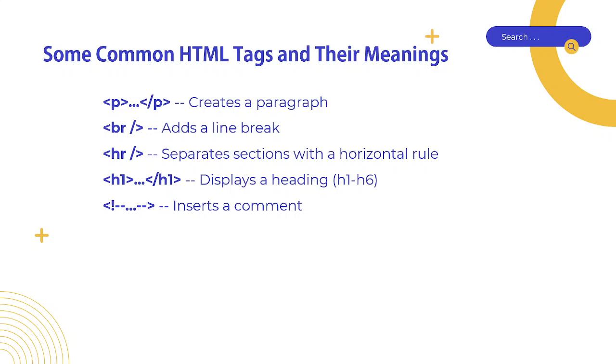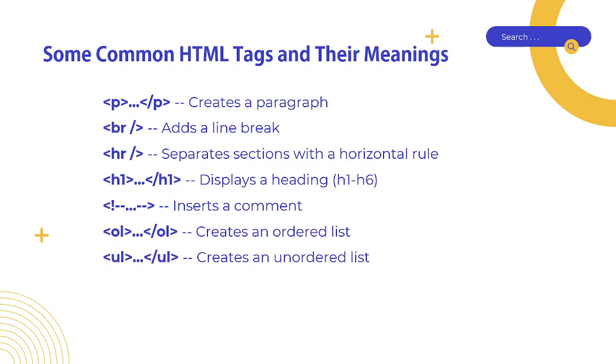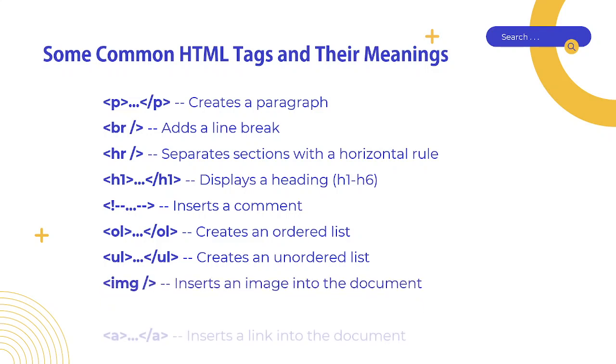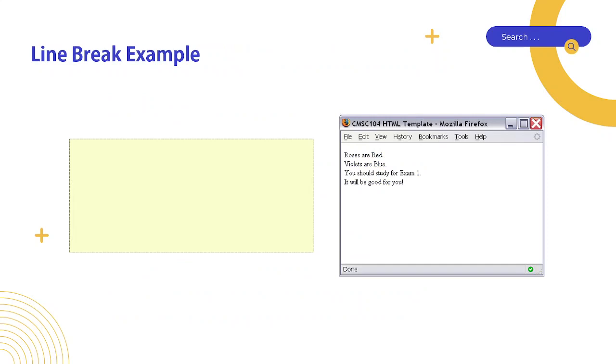So that one inserts a comment. So hindi po yun nakikita sa ating website if atin ang i-run. So it is just a comment. Okay, on your coding. So OL creates an ordered list and UL creates an unordered list. The IMG inserts an image into the document. The A inserts a link into the document.